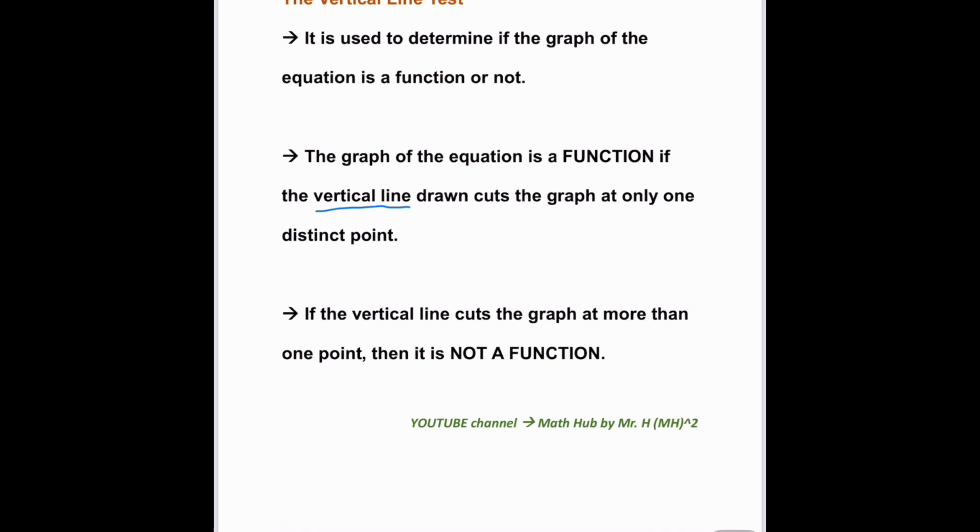And in order for the equation to be considered a function, there should only be one distinct point of intersection between the vertical line that you draw and the graph itself. So the rule here is that you will be drawing a vertical line passing through the graph itself. On the other hand, if the vertical line cuts the graph at more than one point, definitely the graph is not a function. All right, let's take a look at a few examples and apply the vertical line test.